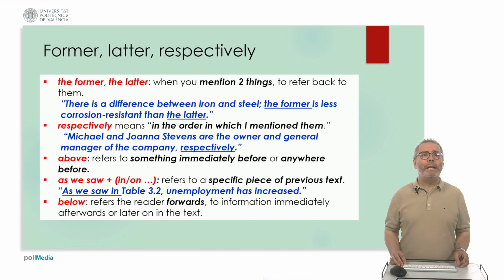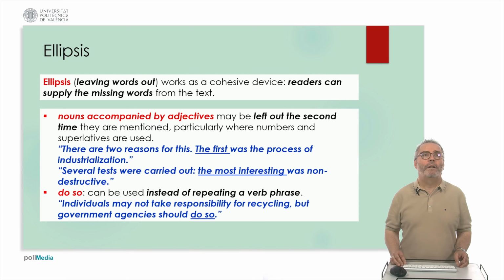Above and below are also used in cohesion to refer to something immediately before or something afterwards. And another expression can be as we saw plus in or on, which refers to a specific piece of previous text. As we saw in Table 3.2, unemployment has increased.